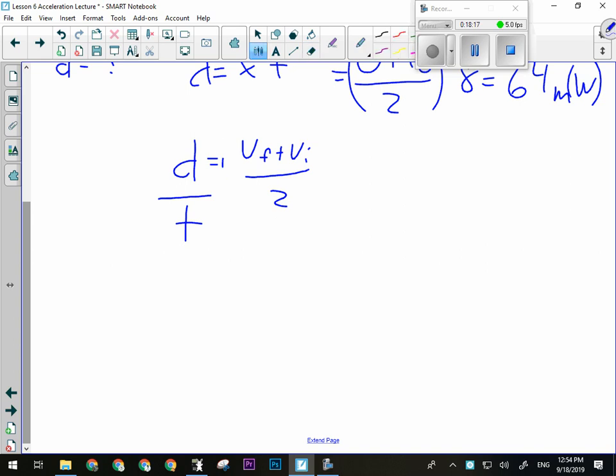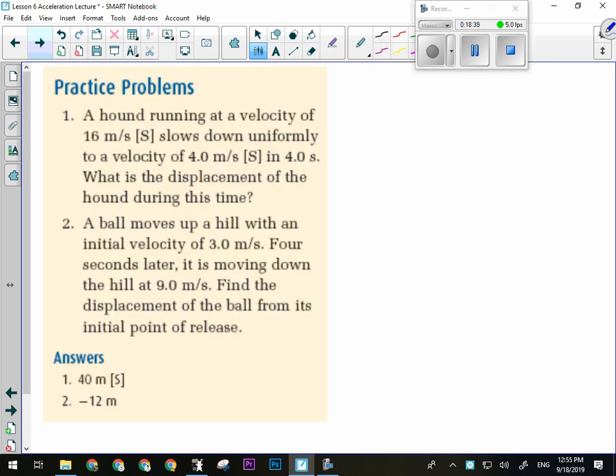So now, how do I get VF by itself? Multiply by 2. So 2 is going to come over there, and then subtract VI. So I'll have 2D divided by T minus VI. And it would be the opposite if I was looking for VI. It would be 2D over T minus VF. Everybody with me on that? Okay. Try these two. They use that formula. I'll give you a few minutes and then we'll walk through them.